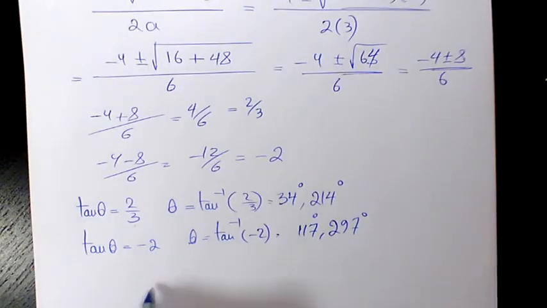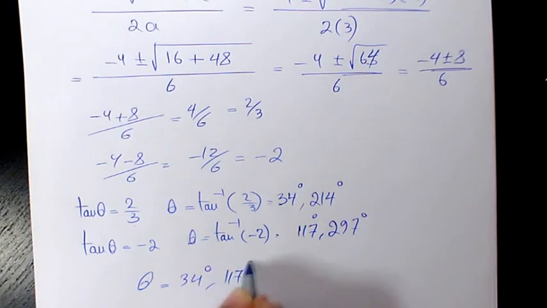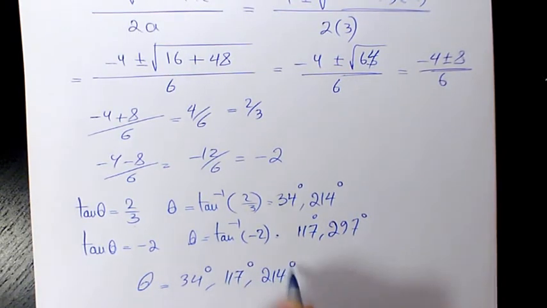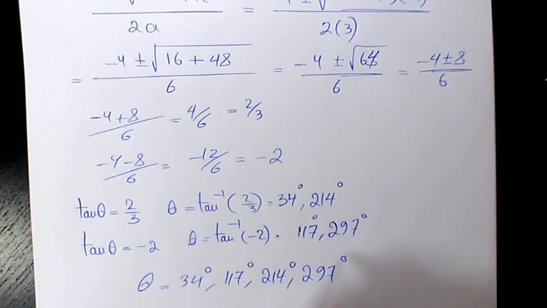So we have 4 answers. One of them is 34 degrees, 117 degrees, 214 degrees, 297 degrees. So these are going to be the 4 answers.